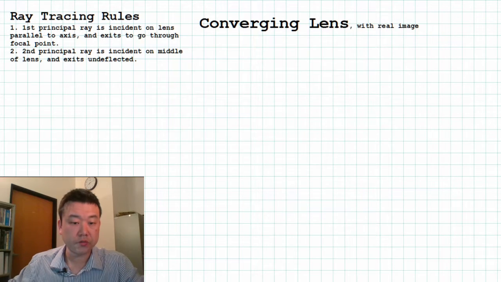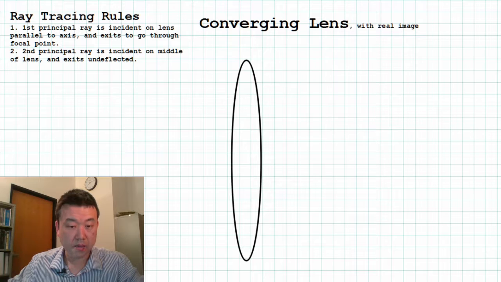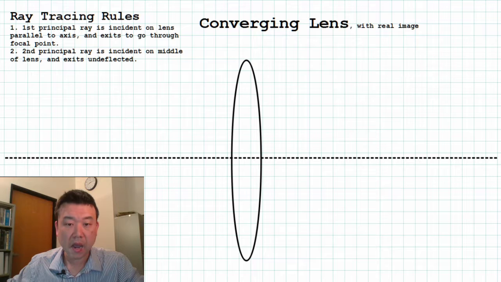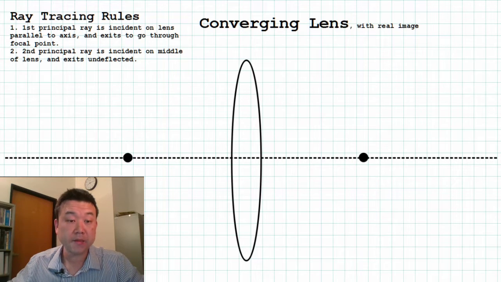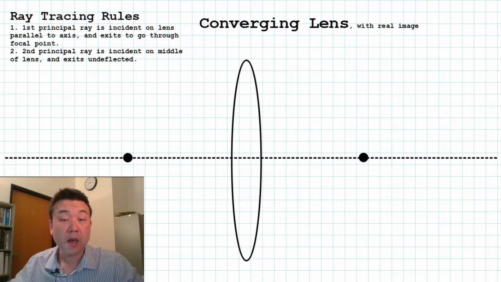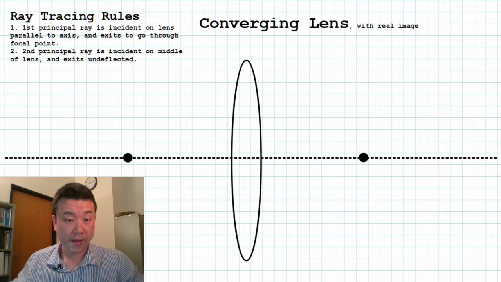All right, let me first draw a representation of the lens and the representation of the axis. And I will mark the focal point. I place the focal point on both sides. The focal point on the incoming side helps me see where the object is relative to the focal length. So I'm going to place my object. I will do it at the same distance as where I did it for the chapter 17 exercises. I will place it at twice the focal length.